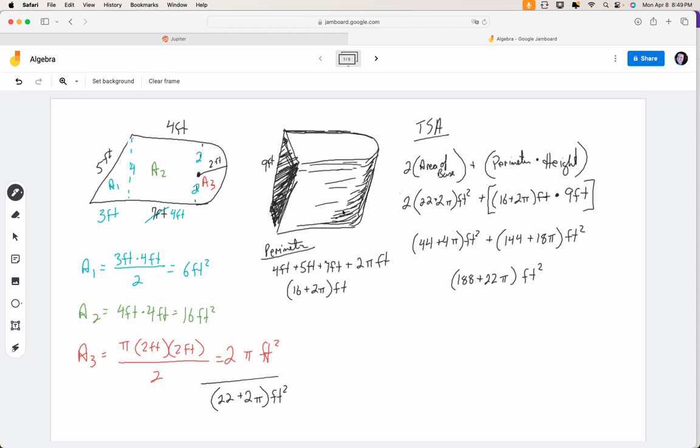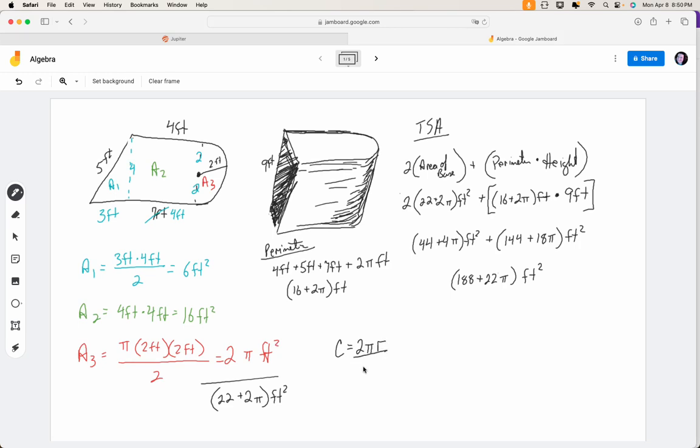All right, now to get the lateral surface area, we need the perimeter of this shape times the height. So we have 7 foot, 5 foot, 4 foot, 7, 5, 4. And then we have half of a circle with a radius of 2 foot, which we know circumference is equal to 2 pi r.